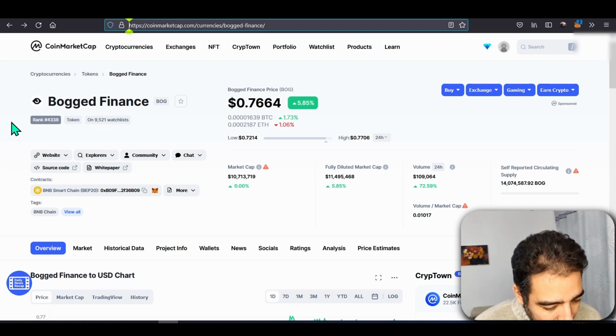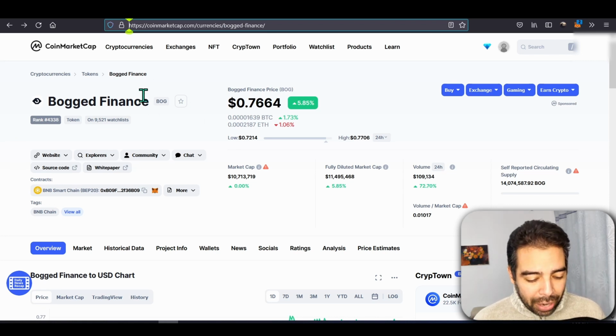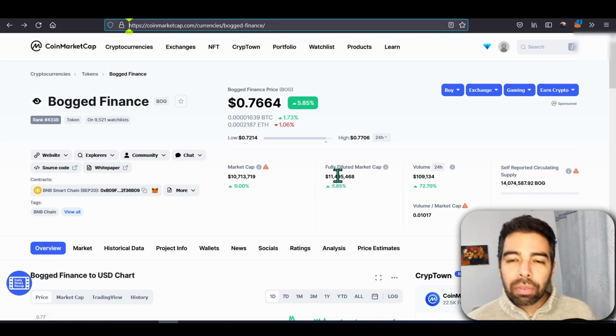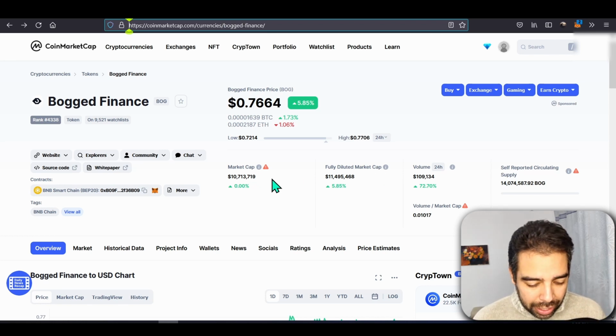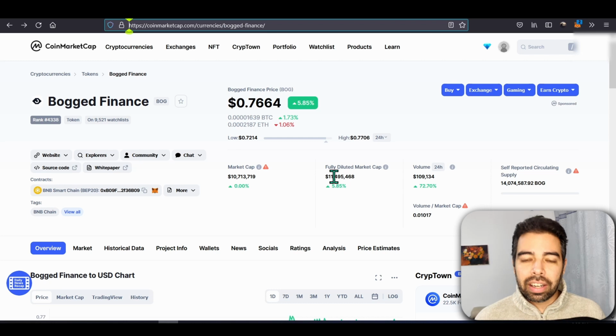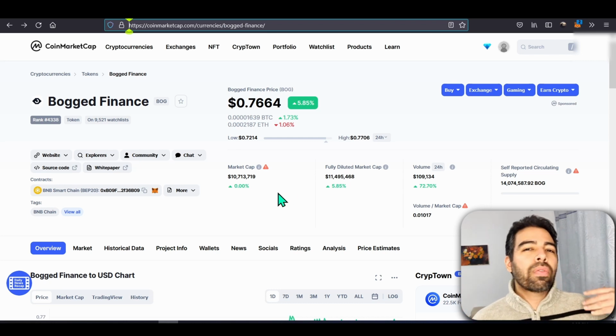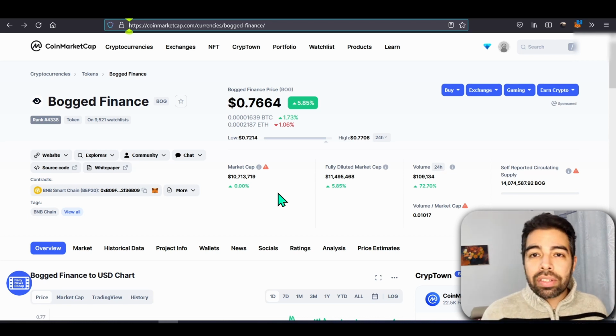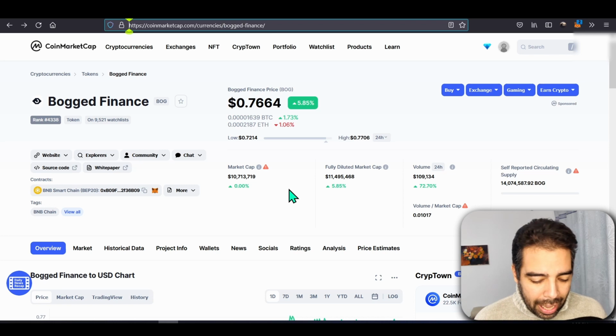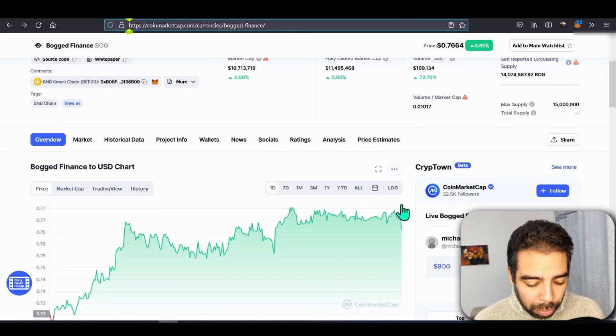Now, another cool thing is that Bogged Finance has a fully diluted market cap of around 11 million, and actually the market cap is already very near it. I mean, everything is already distributed. There are no vestings of investors. Probably if there are investors, they already have the tokens, or maybe they sold them already. And so there is no more vesting.